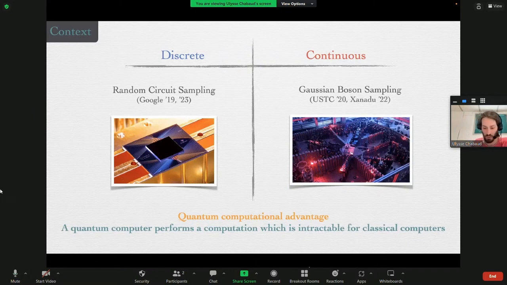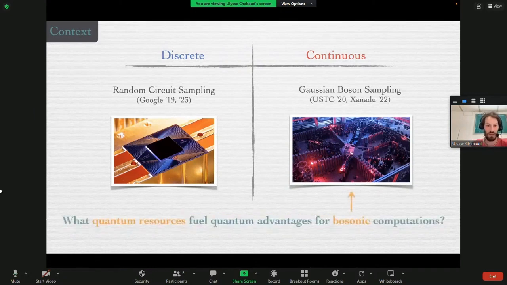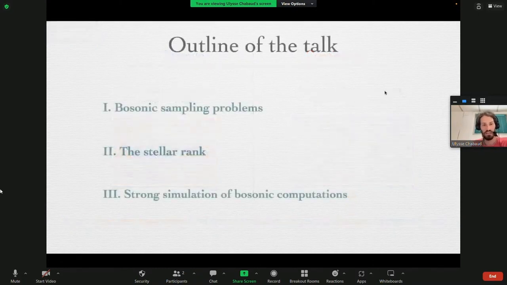The question that I want to tackle in this talk is: what are the quantum resources, the quantum properties, that give you this edge over classical computers, especially for this type of so-called bosonic computations in the continuous variable setting, which are maybe a bit less studied than the discrete variable counterpart. To get there, this is the outline of the talk.